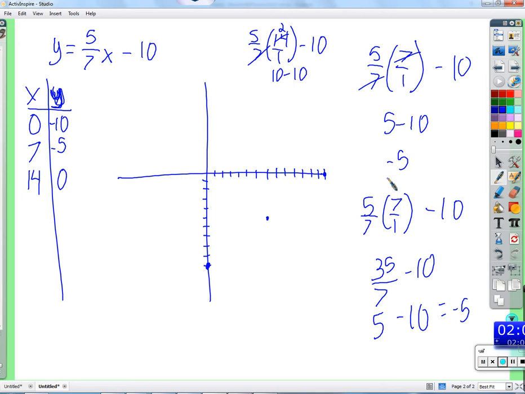What about if I go this direction, into the negatives? Negative 7. What will happen then? Negative 5. We're subtracting 5. We're subtracting 5.